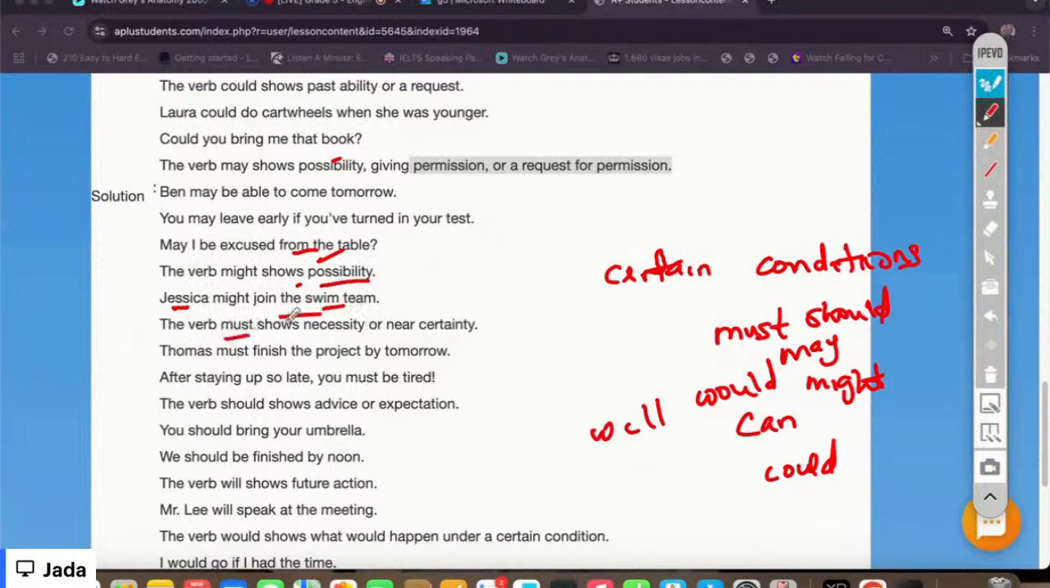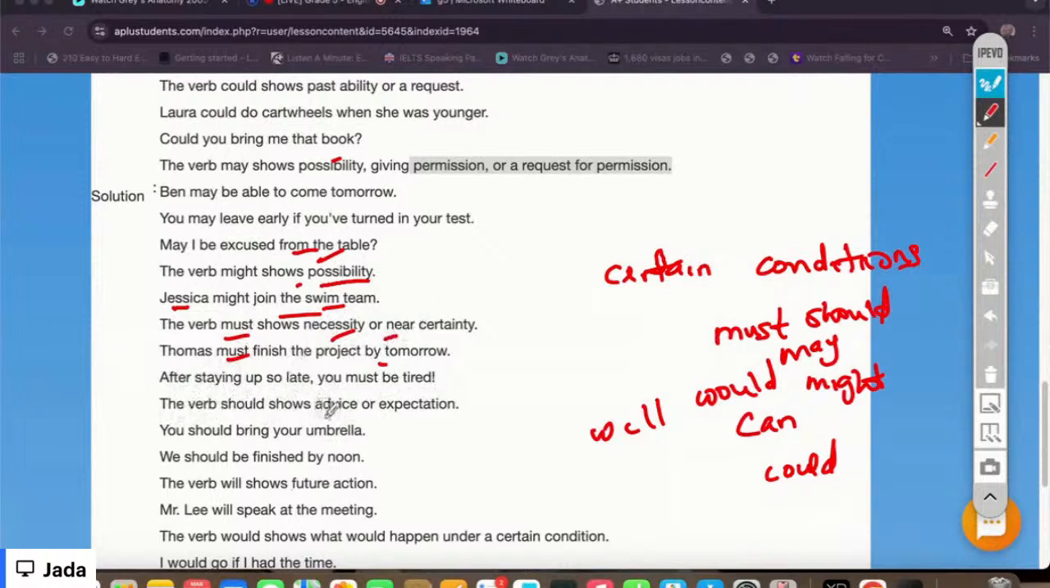Then we also have must, and must shows necessity or near certainty. Thomas must finish the project by tomorrow, so near certainty or necessity. After staying up so late, you must be tired. That is what must shows, necessity or near certainty.